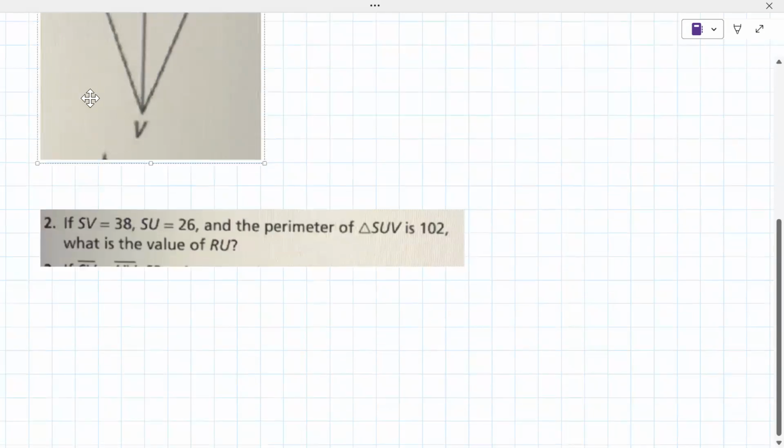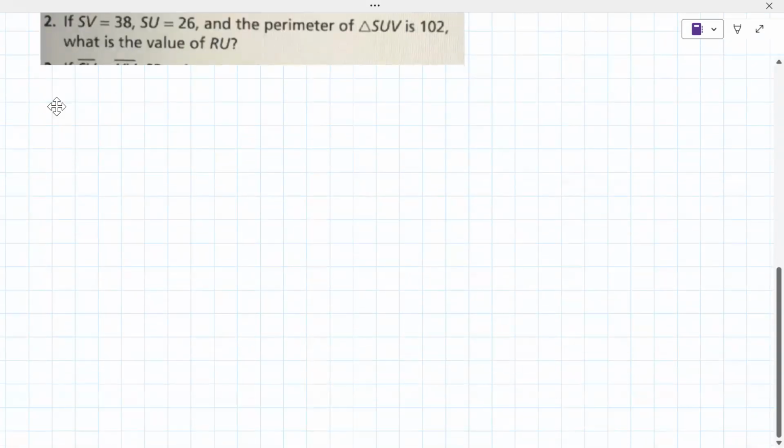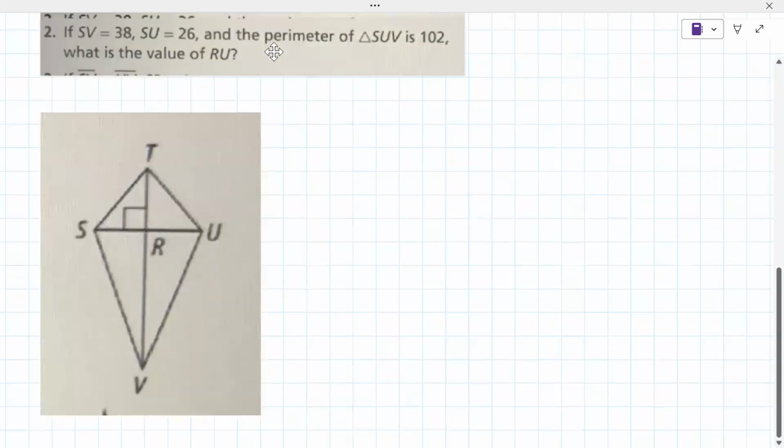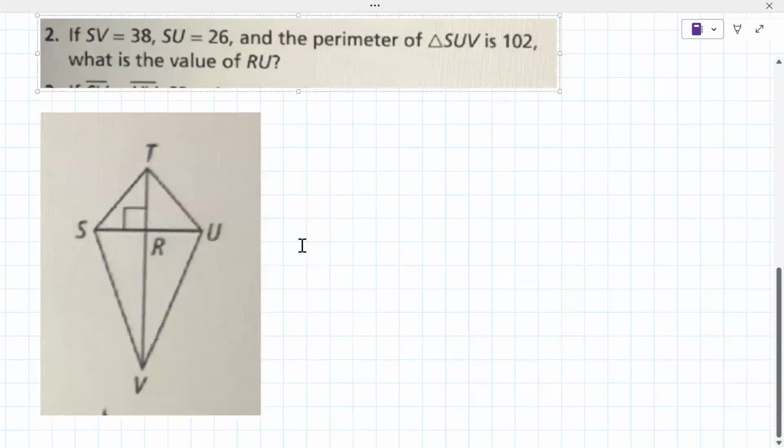Okay, let's work on number 2 now. Like I said, I'm gonna copy this down each time. I think it'll really help. So all right, if SV equals 38, S to U all the way across is 26. That means each of these is 13. And the perimeter of SUV is 102.